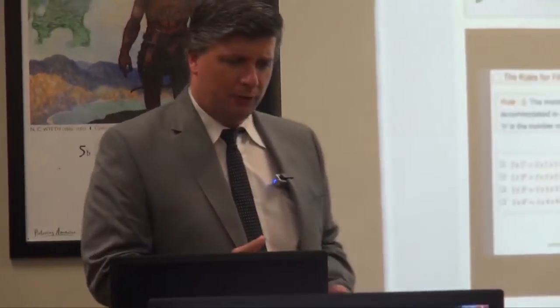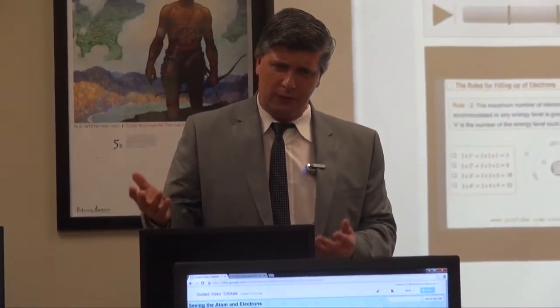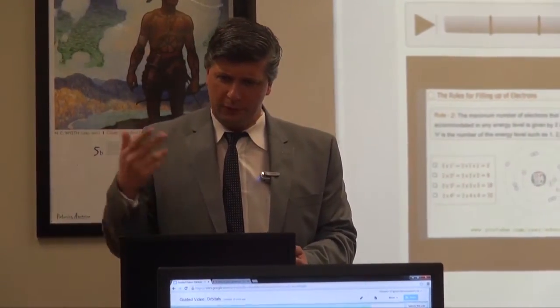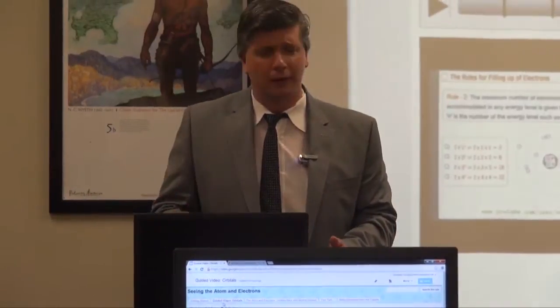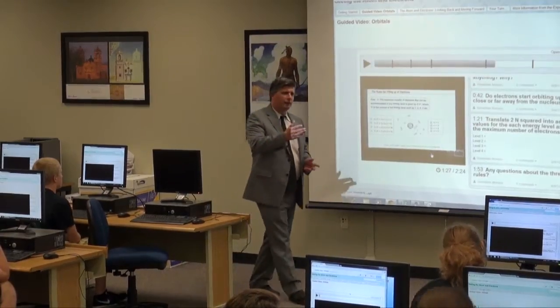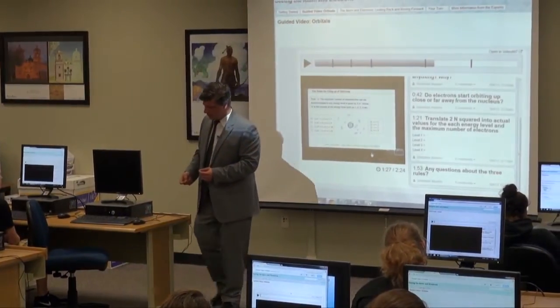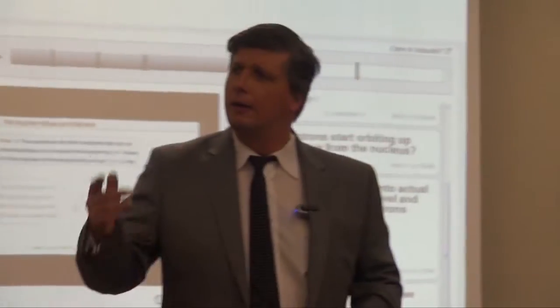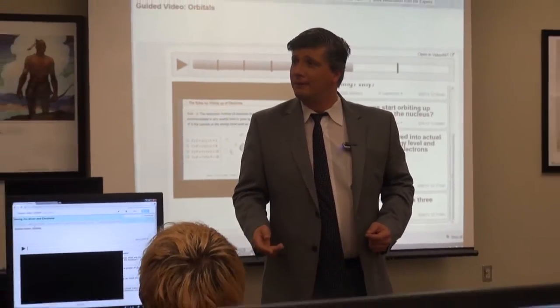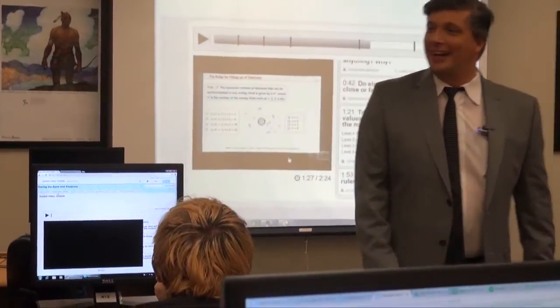2 times 1 squared. What's 1 squared? What's 2 times 1? So what's the maximum number of electrons I can have in the first layer? Okay, that works. Second layer. What's 2 squared? What's 2 times 4? What's the maximum number of electrons I can have in the second layer? Okay. 3. Go ahead, figure it out. I'm not going to hand you everything.